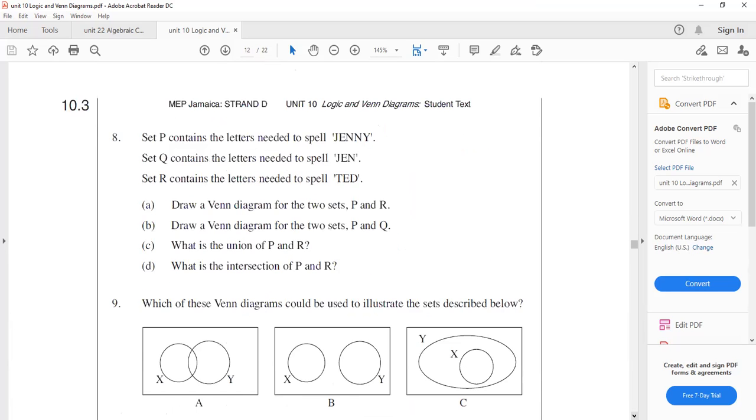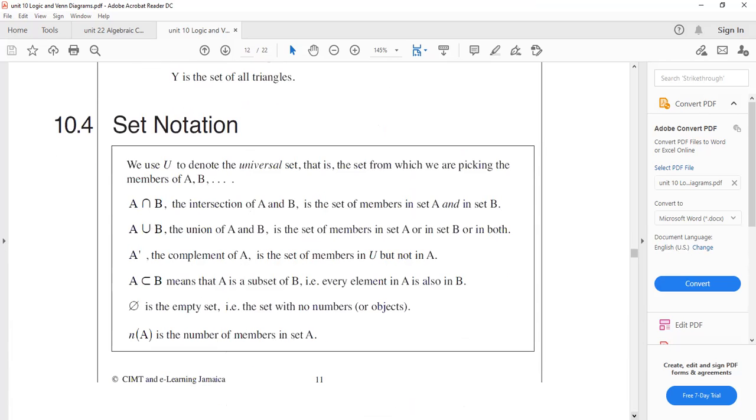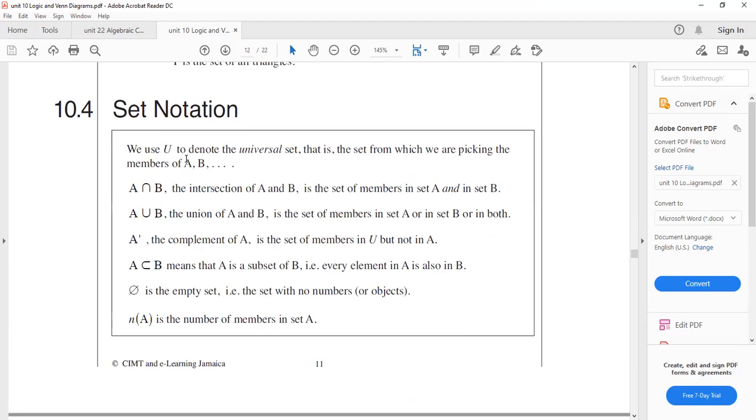Of course, there will be some that are a little tricky, but let's get to this part that says set notation. So we use U to denote the universal set. That is the set from which we are picking the members of A and B, right? I already spoke about that. A intersect B, this upside down U, I don't know how to describe it, a cup. Upside down U, yeah, I guess that's the better way to say it. Upside down U is the intersection of A and B, the set of members in set A and in set B, right? So we spoke about this already.